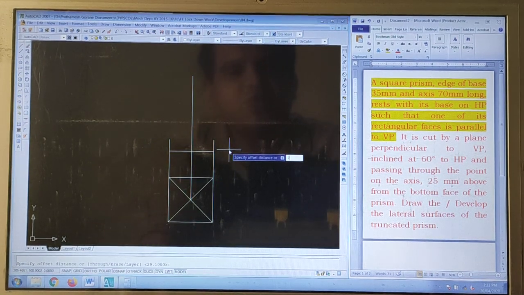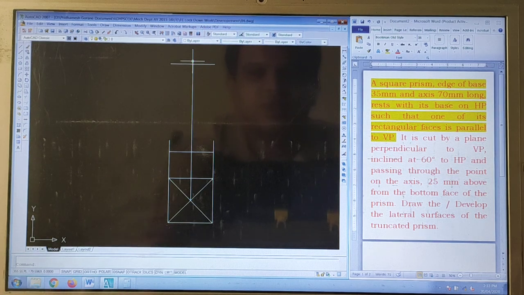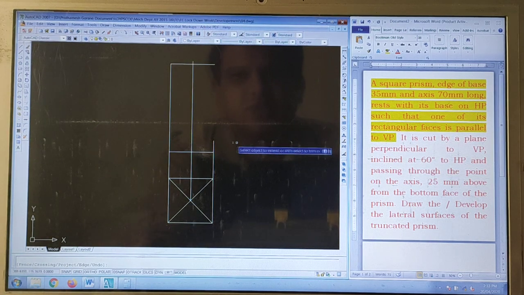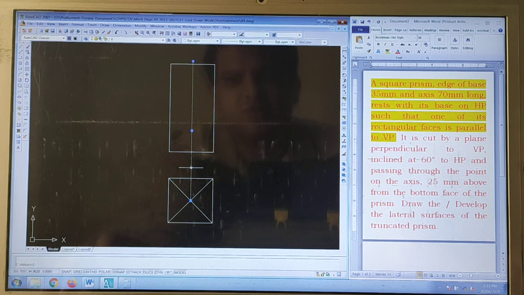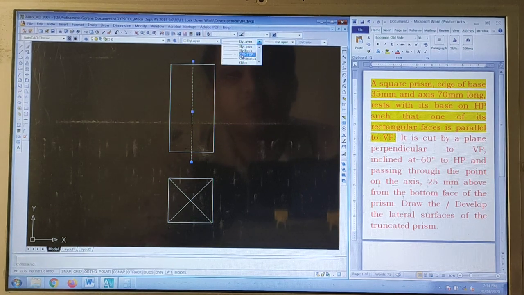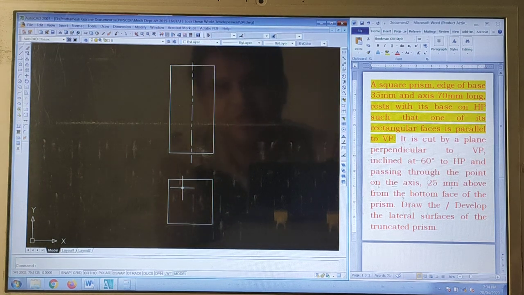So let us offset this particular base by 70 mm and extend this line. Again extend this slant line too and trim this. In the extend command only I have trimmed that particular part. Now this is the center line. Now we don't need this, as this is the basic.